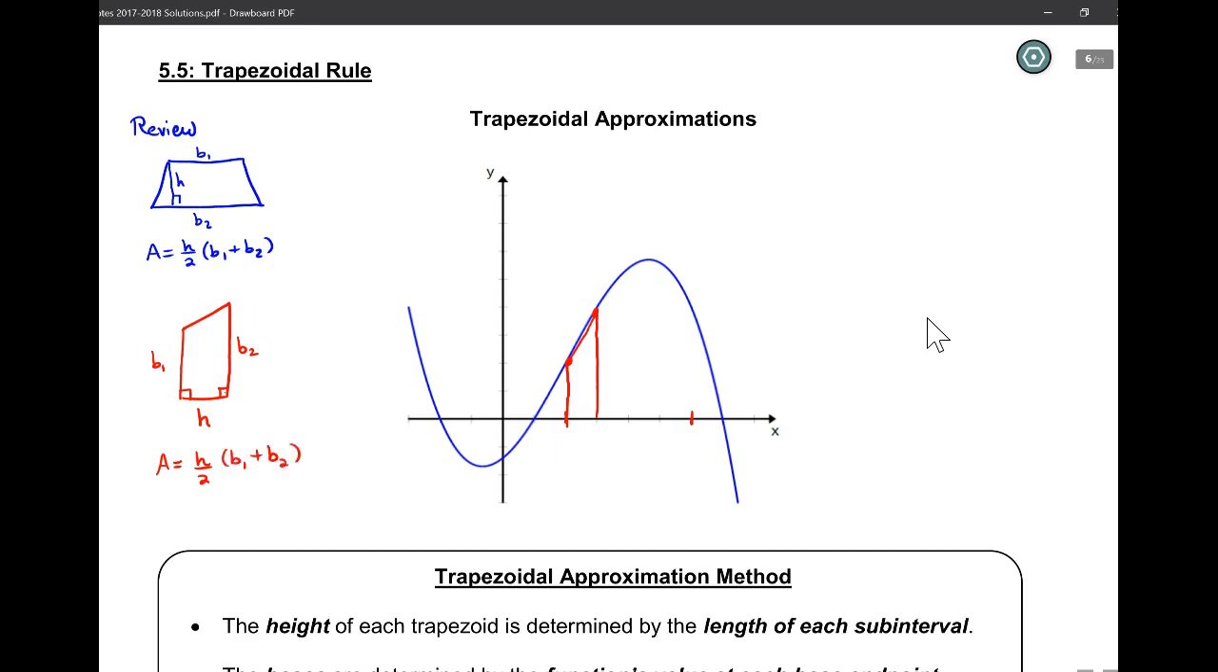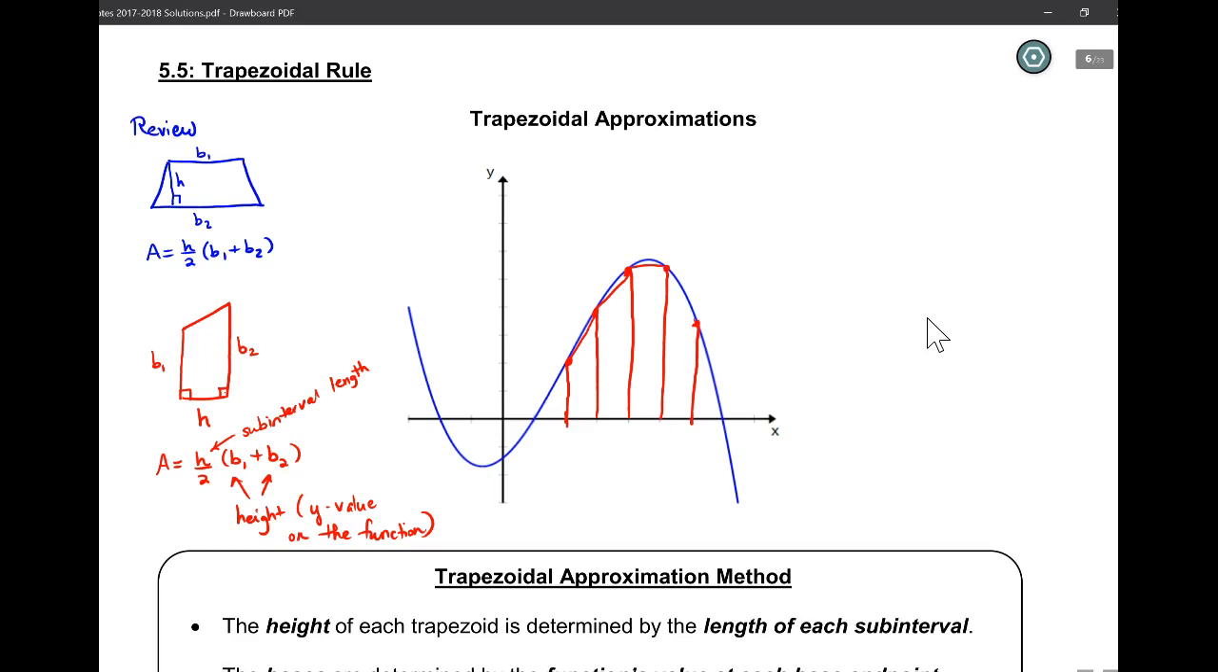So in our last lesson, when we were looking at the rectangles, the base was the subinterval length. This time, our height is the subinterval length, and the two bases are the height, or the y value, on the function. Okay, so here we have this graph, and I draw a line straight up and look at that trapezoid. I draw a line straight up, I look at that trapezoid.